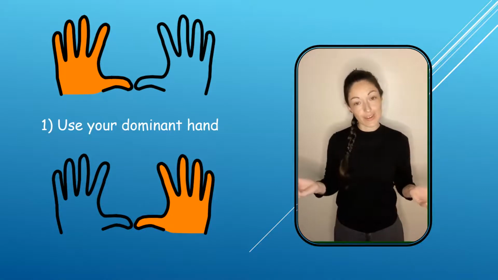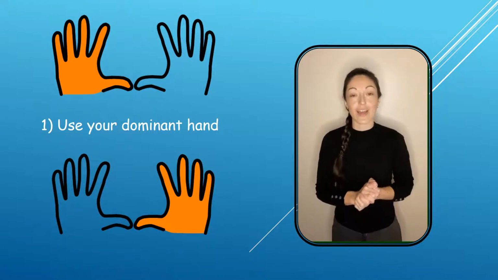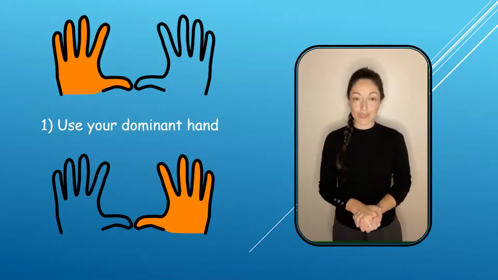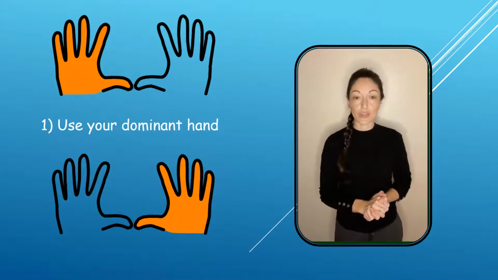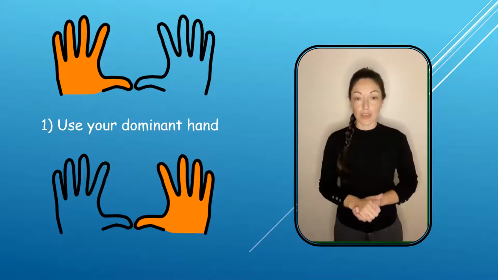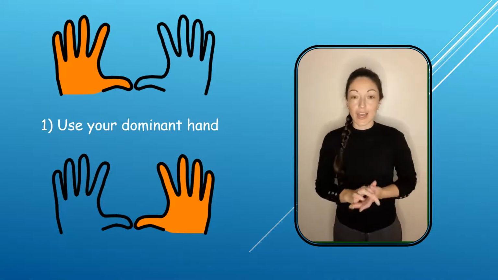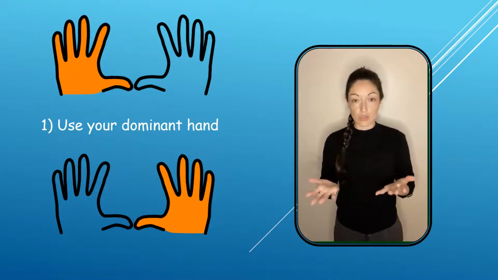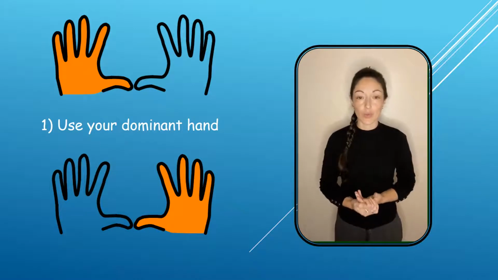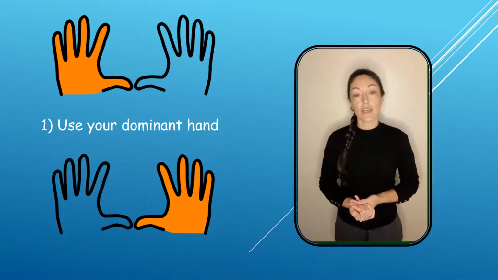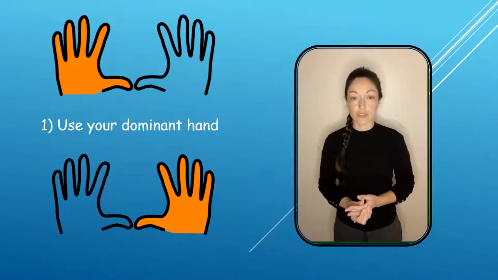So here they are. Firstly, use your dominant hand when you're signing. So for the majority of us, our dominant hand is the hand that we write with. So for me, that's my right hand. For some of you, it might be your left hand. That just means that your dominant hand is the hand that is doing the majority of the work, while your non-dominant hand is like a prop to it.